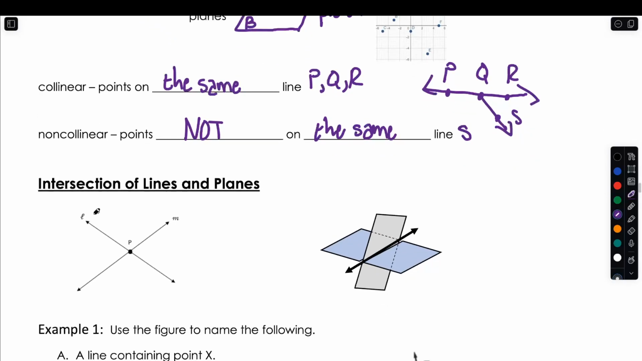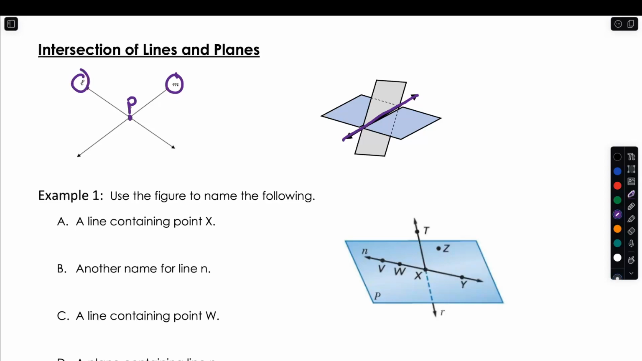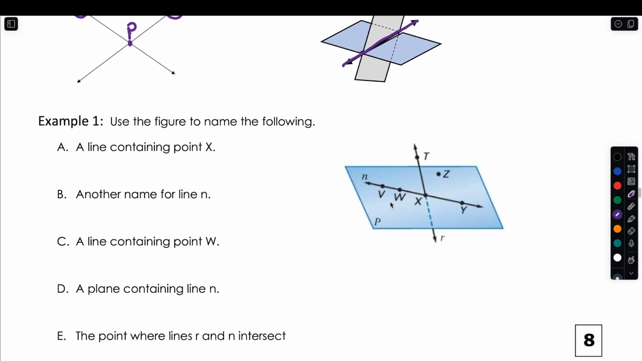Lastly, we have the intersection of lines and planes. The intersection of two lines, notably L and M here, form a point, P. The intersection of two planes would form a line. That is true for all cases of this. Next, we are going to work through two examples.